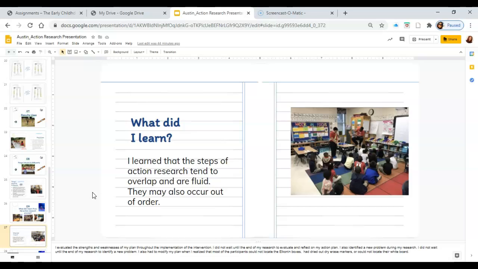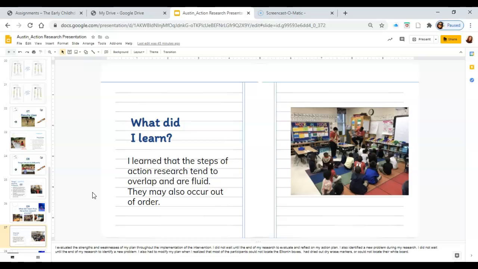And then I also realized early on a new problem that my students were facing, and that was blending phonemes. They could segment, but they had trouble blending those phonemes together. I identified that maybe in the second or third intervention session. So that's a new problem that I could start a whole new action research study on.